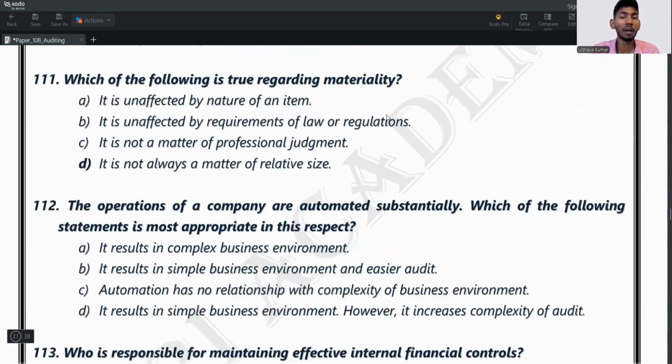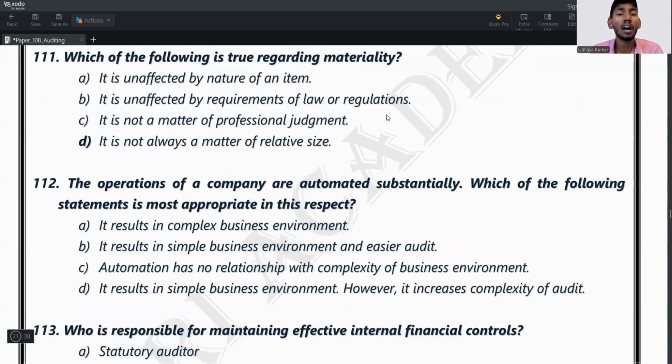Right. So moving to question 111, which of the following is true regarding materiality? The option is D. It is not always a matter of size, because materiality, as we have discussed in our regular classes, refers to the significance of an item or misstatement in the financial statements, right? It is determined based on the potential impact that an omission or misstatement might have on the decisions of users of financial statements. Here option A is incorrect, because materiality can be affected by the nature of an item.